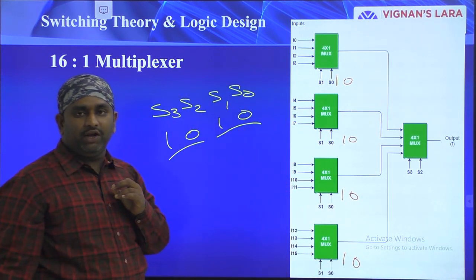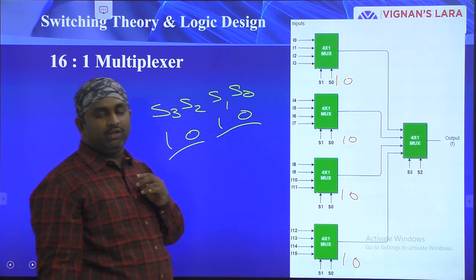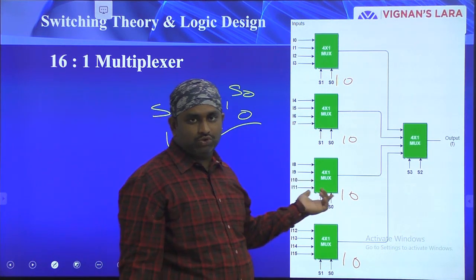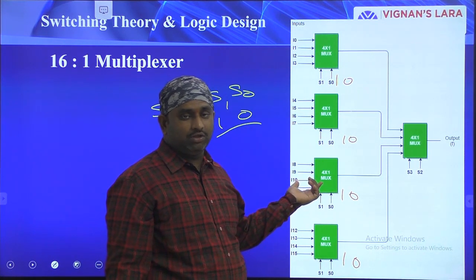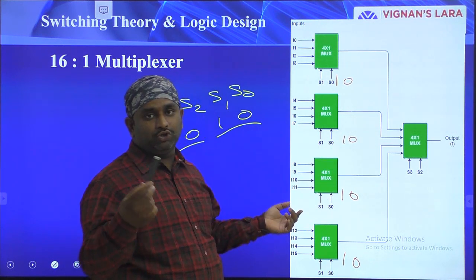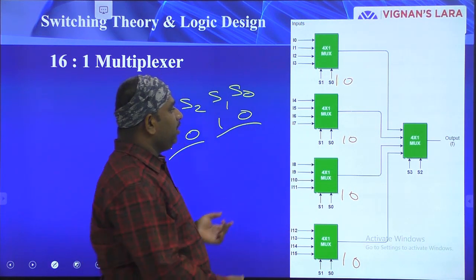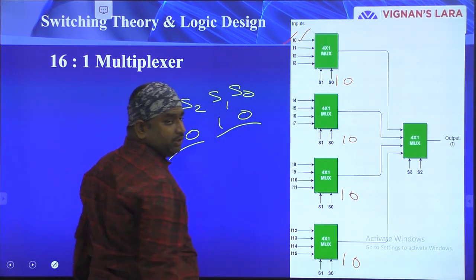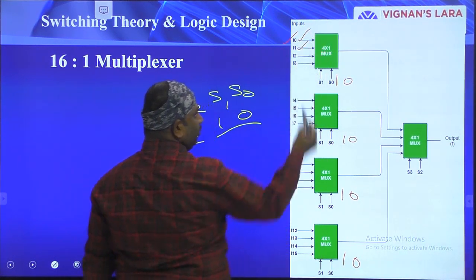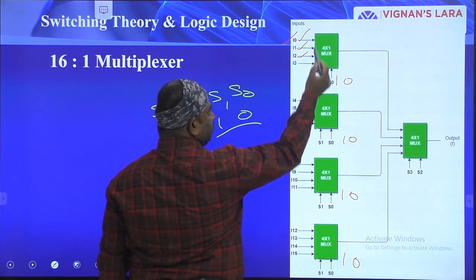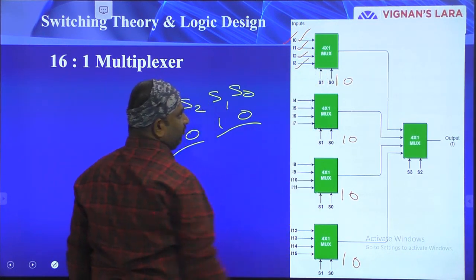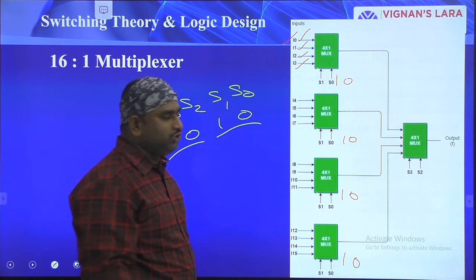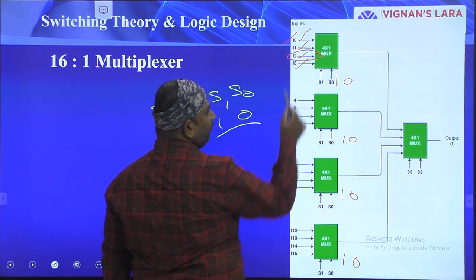Okay. So which line will be selected? For the combinations 0, 0, 0, 1, 1, 0, 1, 1: if you select 0, 0, this will be selected; if you give 0, 1, this will be selected; if you give 1, 0, this will be selected; if you give 1, 1, this will be selected. Now I have given 1, 0, so the third pin is selected.